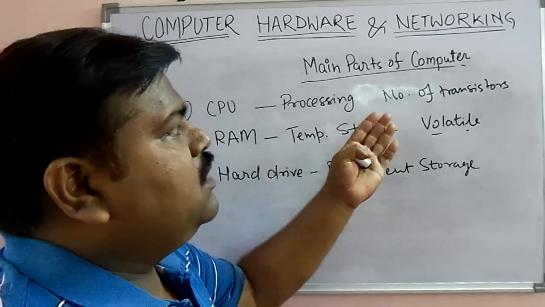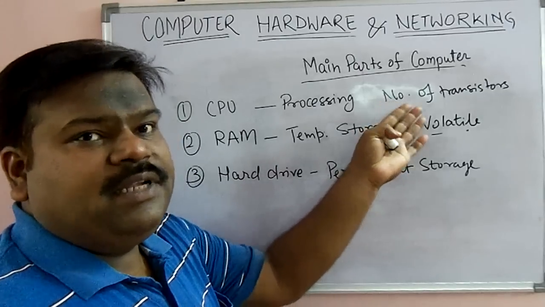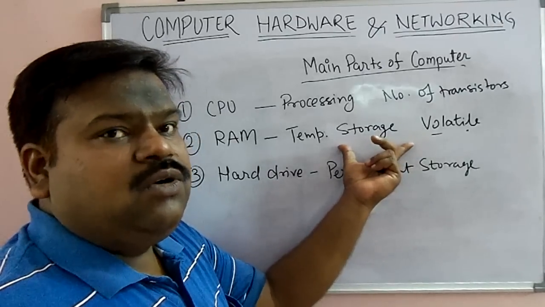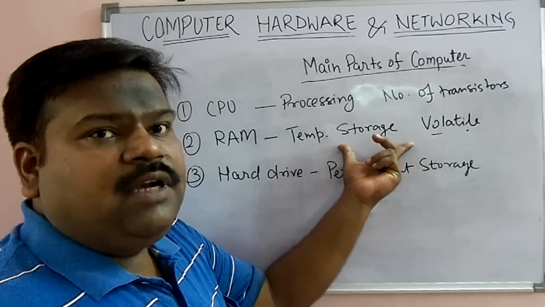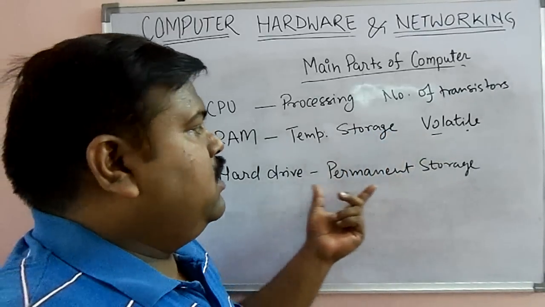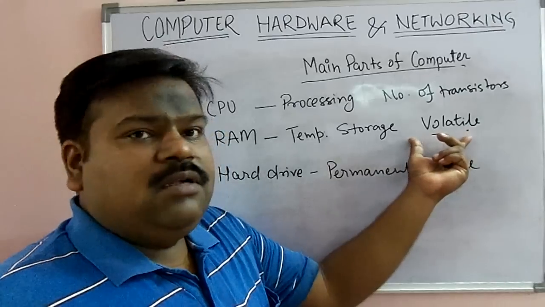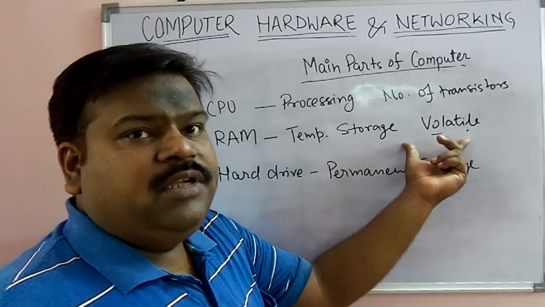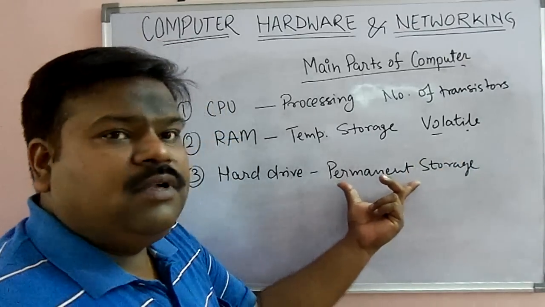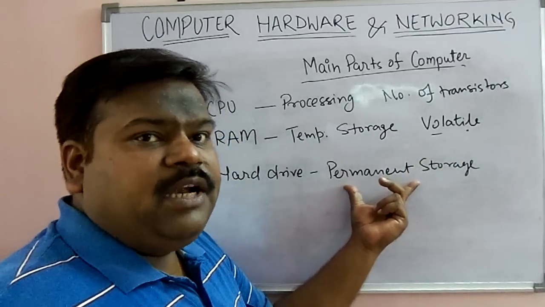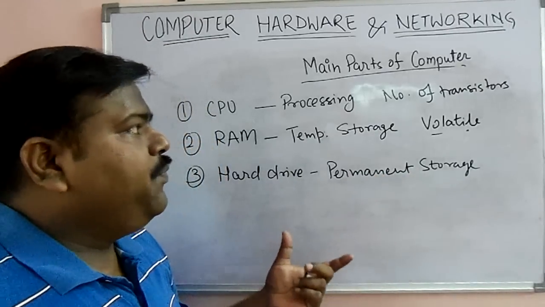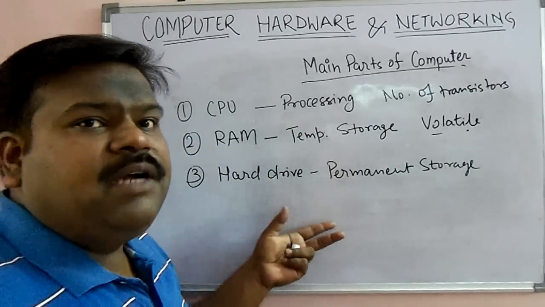Like in processors, there are processors available from Intel and AMD. Likewise in RAM, there are 2 or 3 types of RAM. DDR1, DDR2 and DDR3 is nowadays very popular. It is coming in 1 GB, 2 GB variants, and for hard drives, nowadays 500 GB and 1 TB hard drives are common in use. So these are the main parts of computer.